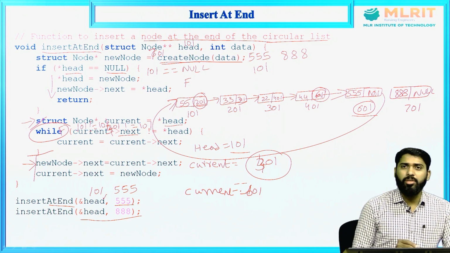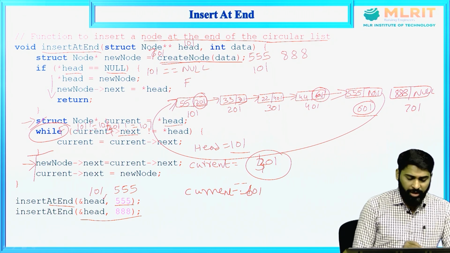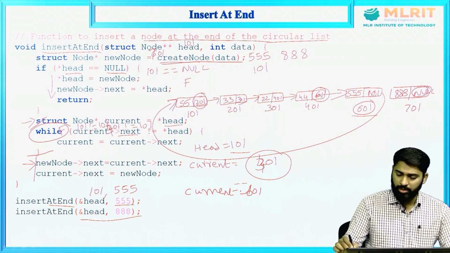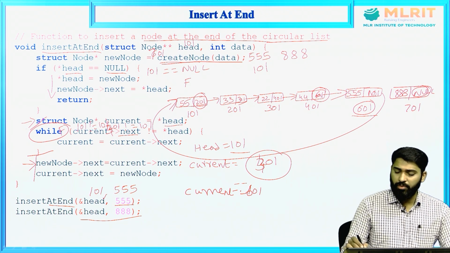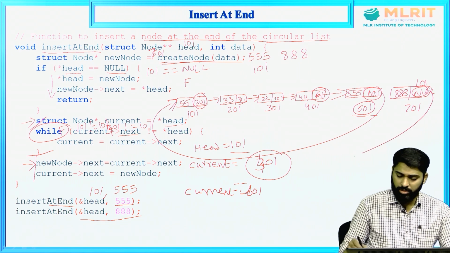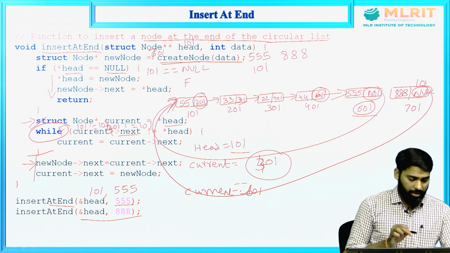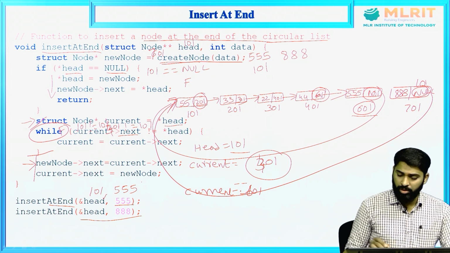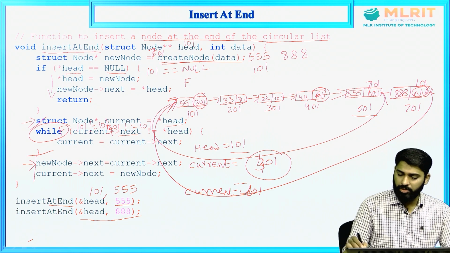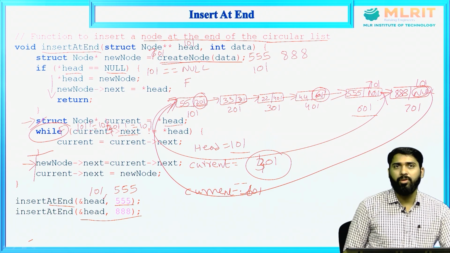Now we are going to execute these two instructions. New node arrow next. What is the new node? 701 arrow next means this is the place. In this you are going to store current arrow next. What is the current? 601. 601 arrow next is 101. So this is the 101. This is the link. Next, current arrow next equals new node. Now current is 601. So in this place we are going to store 701. So this is the link. Okay, so this is how we insert a node at the end of the list.